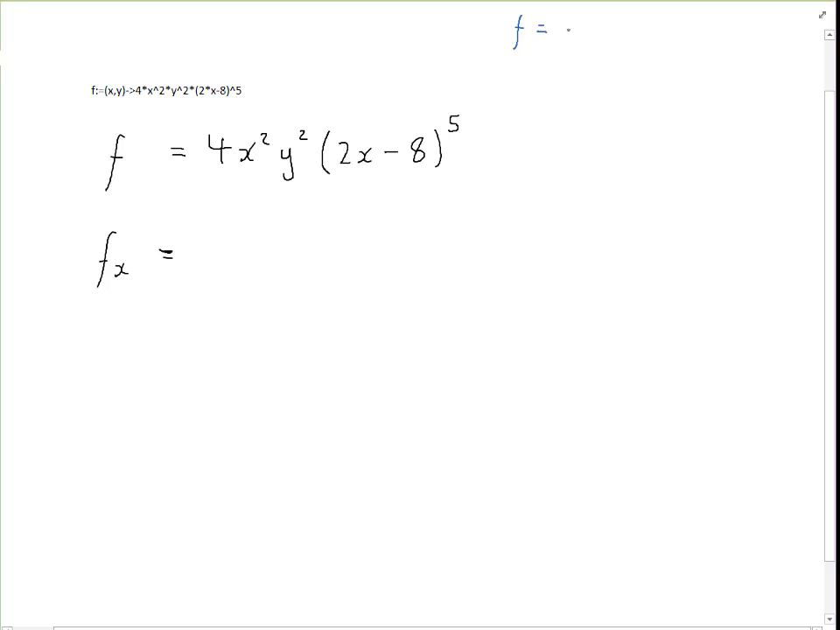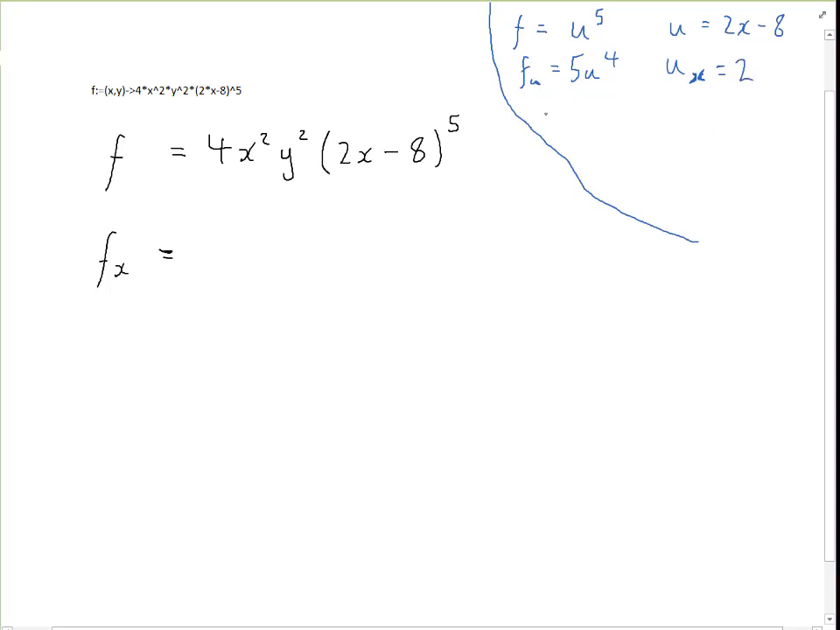So we can bring in a new letter like u to the power 5. This I can do, but I have to remember that u is actually 2x minus 8. And then you differentiate both of these, so perhaps here we could bring in our notation. So f with respect to u is 5u to the power 4, and u differentiated with respect to x is equal to just 2.